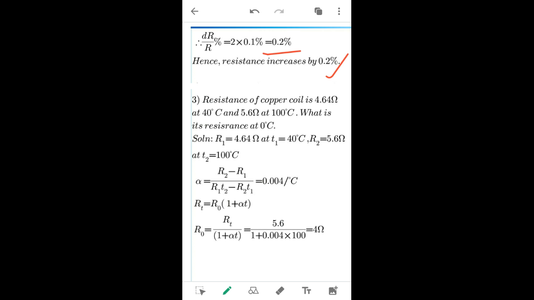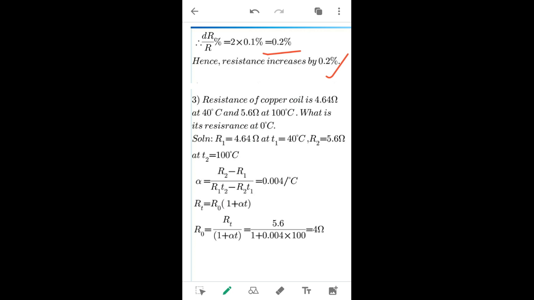Hope you have understood this problem. It's very, very important. Just go through it and try to solve by yourself. Then the last one we will see for this video. Resistance of a copper coil is 4.64 ohm at 40 degrees Celsius and 5.6 ohm at 100 degrees Celsius. What is its resistance at 0 degrees Celsius?